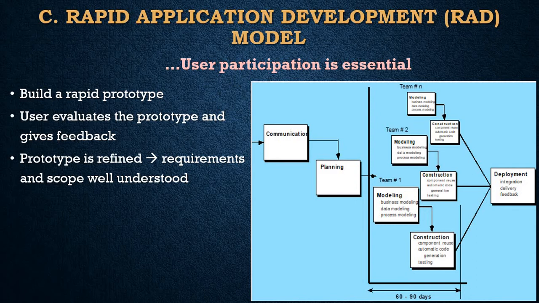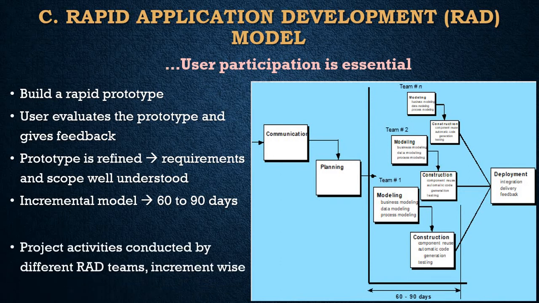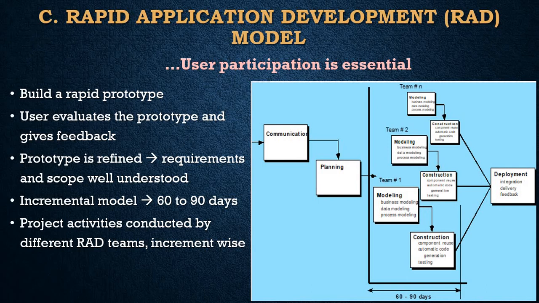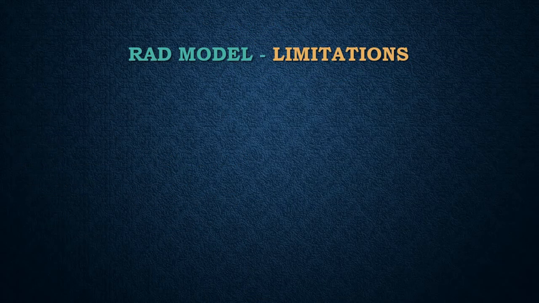Project requirements are divided into different parts or increments. As RAD is an incremental process model, it emphasizes a short development cycle, specifically, between 60 to 90 days. The other SDLC phases, such as modeling and construction, are conducted in parallel by different RAD teams to complete all increments of the project. There are certain limitations of RAD model.